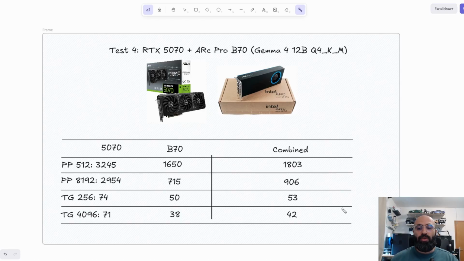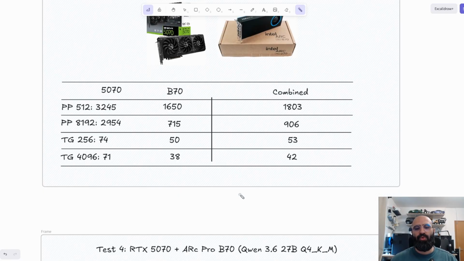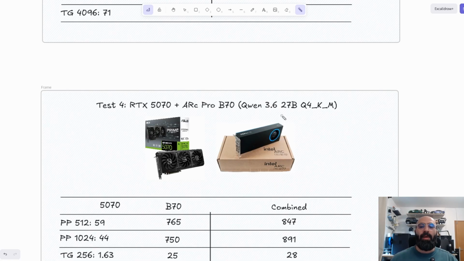And for the token generation it is also somehow the same pattern. We have 74 for the RTX, while we have 50 only for the B70. Together they scored 35. So combining two GPUs on a small model does really not bring you big benefit, let's say, for now. But the story is different when it came to the Qwen 3.6 27B.